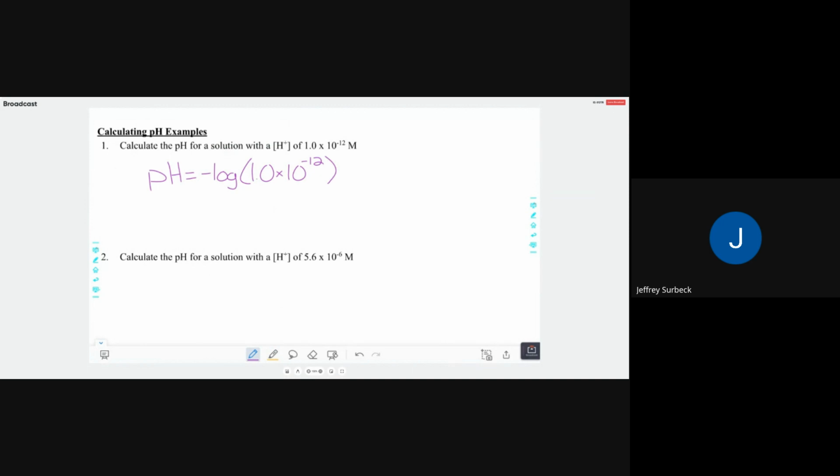Now, again, I'm going to point out you have to start out and you have to put negative log of 1 times 10 to the negative 12th. We press enter, and what's our pH? 1.2 times 10 first. Yes. Can you put it in non-scientific notation? It's the correct answer, but yes. 12. Yeah, 12. Okay. This is a useful number.